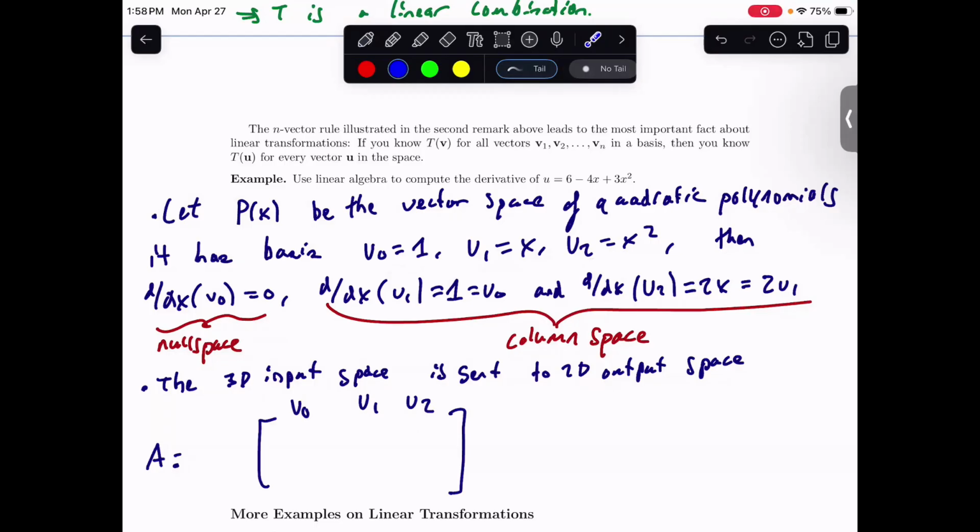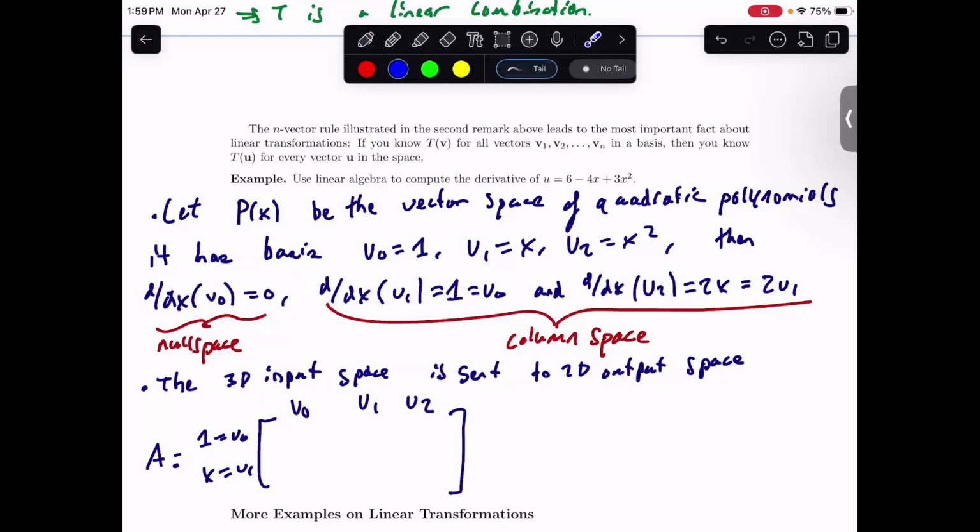And then when you think about what this transformation does, it sends it to either V naught or V1. So V naught and V1 serve as a basis for the space of linear polynomials. So we're going to have 1 equal to V naught, and x equal to V1. And as we've seen before, how we determine the columns is that the columns are really just the coefficients we get when we apply the linear transformation to our basis vectors.